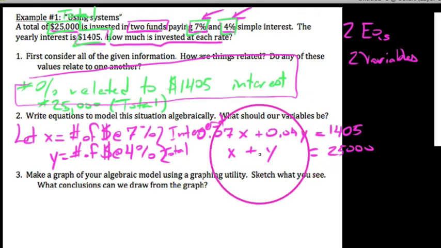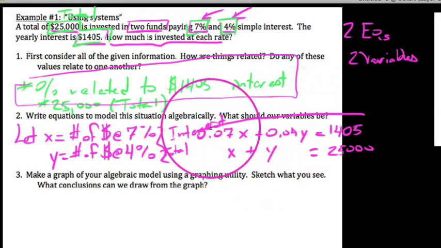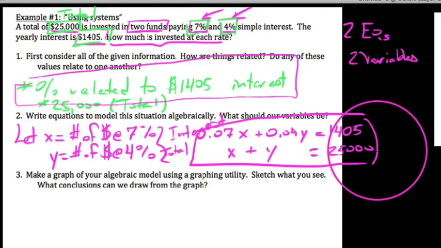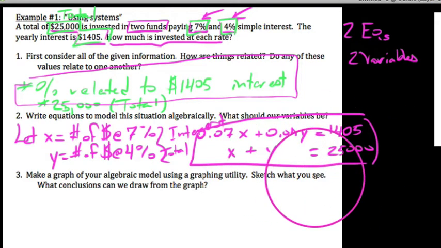Okay. So what I want to do is find the number of dollars that I invested in each account to satisfy these given constraints to begin with. And so what we're going to do is make a graph of our model using a graphing utility, and we're going to sketch what we see and draw some conclusions from this.